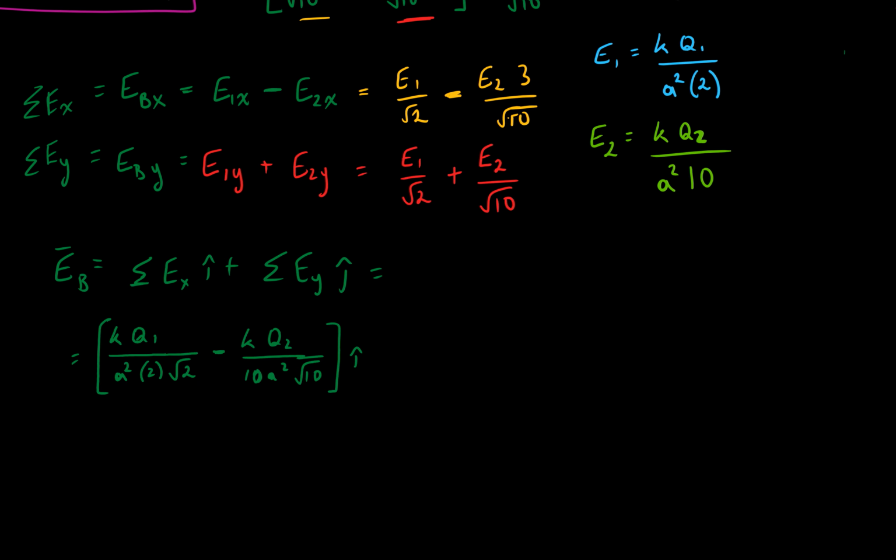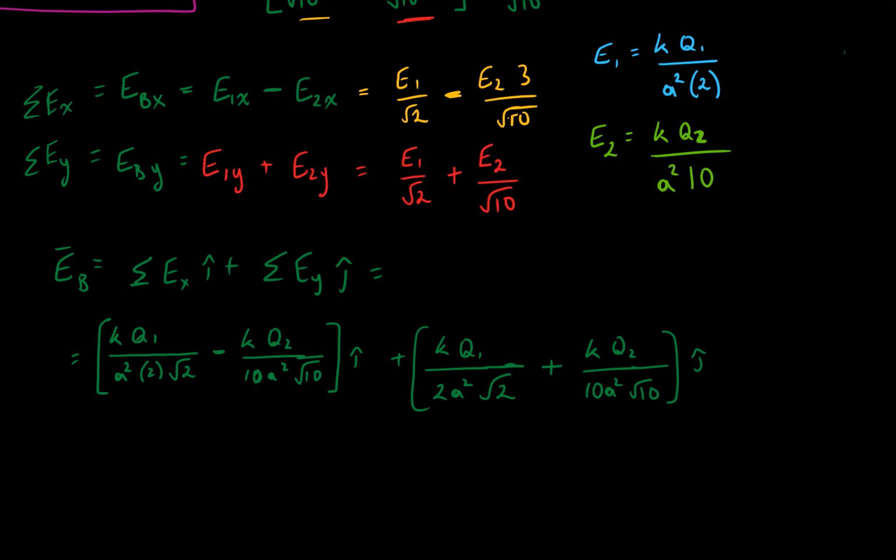Right? And now we're going to deal with our y components, which will be k times q1 over 2a squared, then put a radical 2 there, plus, this time, because the y components add, k q2 over 10a squared, square root of 10. All of this as j hat.